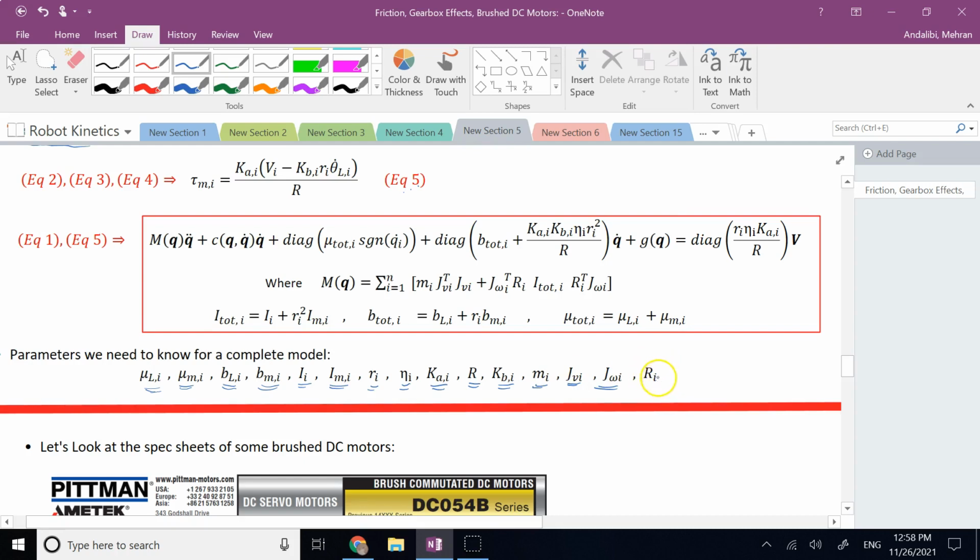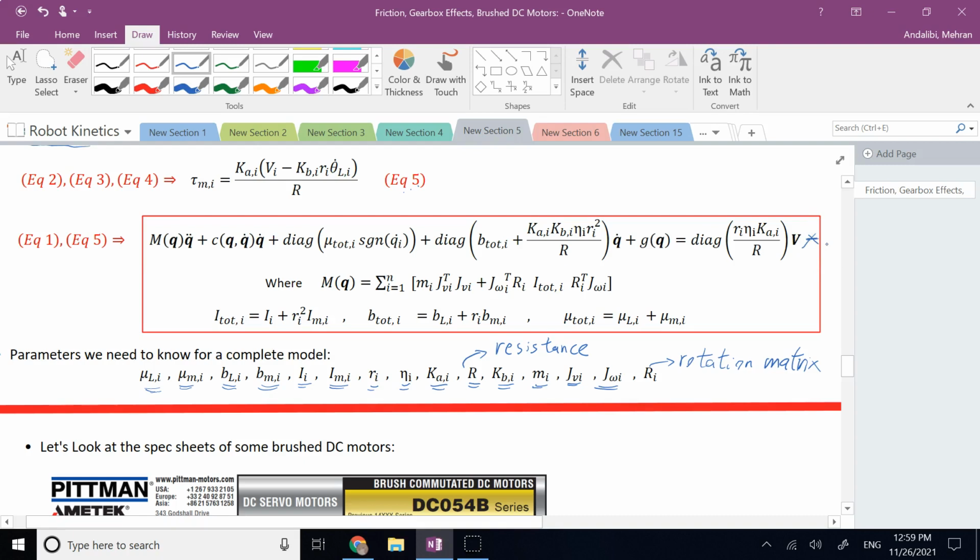This Ri is a different thing than this R. This R is the resistance, this Ri is the rotation matrix. So here I just want to emphasize that we have two R's. One of them has a subscript, the other one doesn't, and the one that does is a rotation matrix for link i. So you see there are a ton of parameters that you ought to know, and once we know them, we can simulate the most complete equation that we have derived so far.